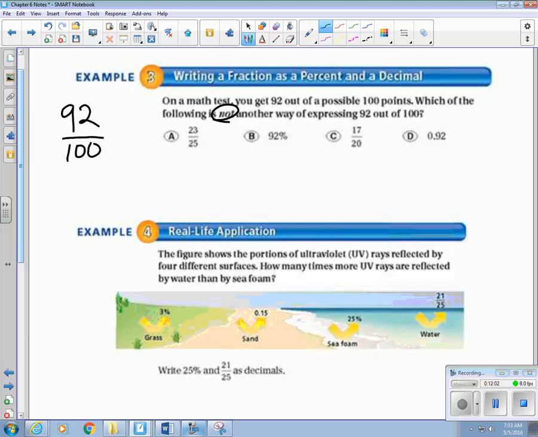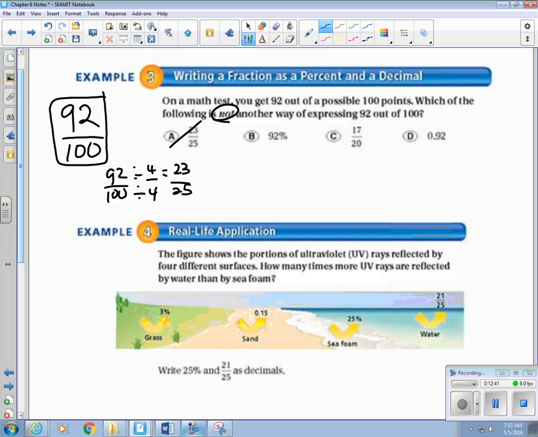So I look at A, and 92 out of 100, if I was to simplify this, I could divide the top and the bottom by 4, and I would end up with 23 out of 25. So if I did 92 over 100 and divide the top and the bottom by 4, it would equal 23 on the top and 25 on the bottom. So that is equivalent. So A is not the correct answer. 92 out of 100.